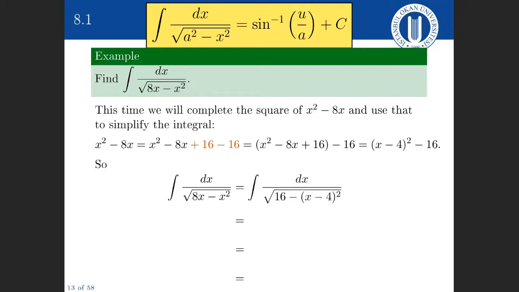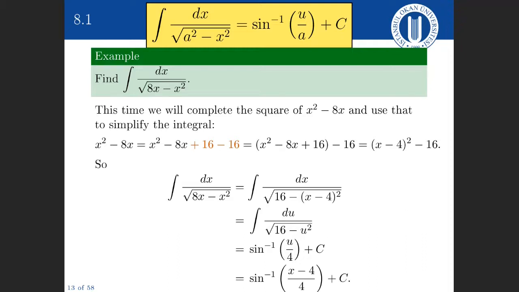So we're trying to find the integral of dx over the square root of 16 minus (x minus 4) squared. Now we can do a substitution. We can replace x minus 4 by u. And of course, then du is the same as dx. And this is an integral that now we know how to solve. Using the formula at the top, this is the same as inverse sine of u over 4 plus c. Let's move on to the next example.